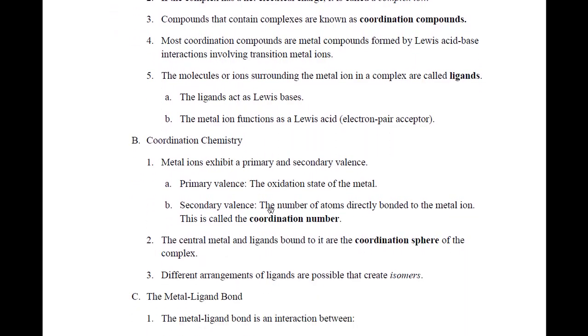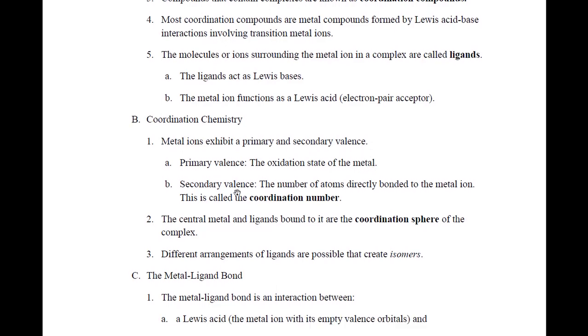In coordination chemistry, then, the metal ions exhibit a primary and secondary valence. The primary valence is the oxidation state of the metal itself. The secondary valence is the number of atoms directly bonded to the metal ion, which is called the coordination number. So the metals in a complex are going to have an oxidation number, which is called the primary valence, and they're going to have a coordination number.